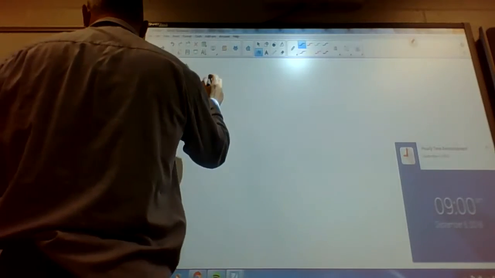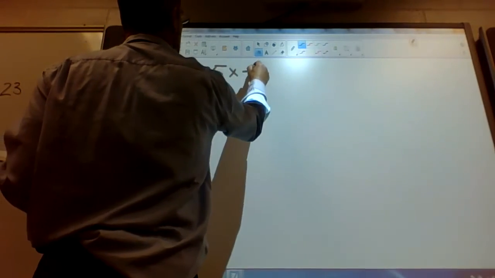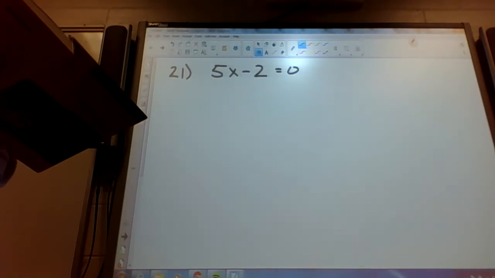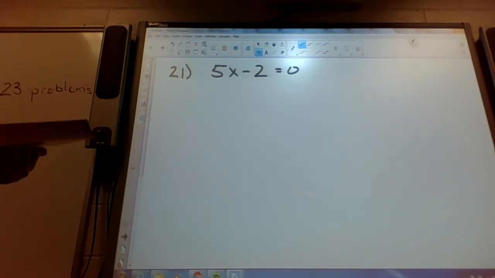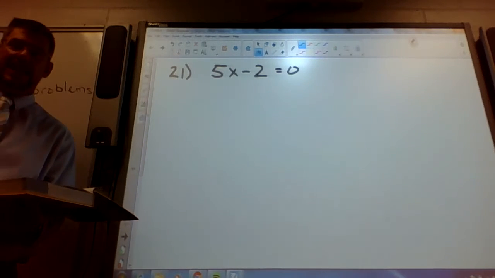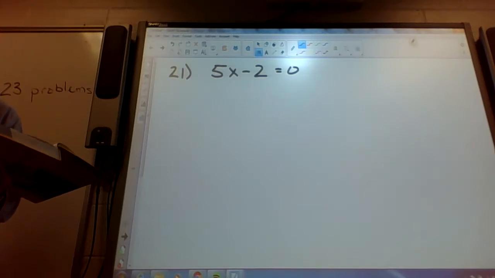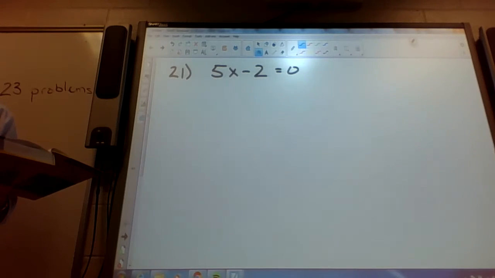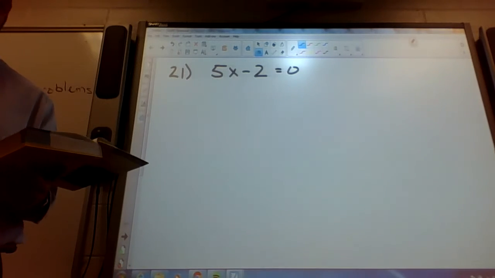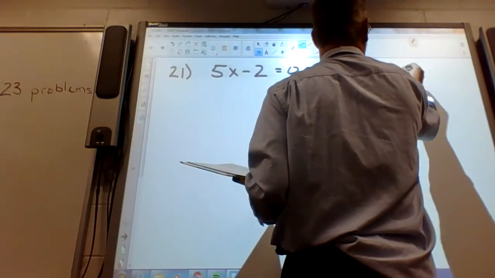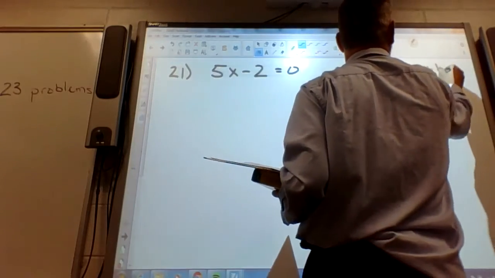The equation is 5x minus 2 equals 0. And it says, A, find the slope and y-intercept if possible. So what form does this equation take? Standard form, right? Or what the book calls general form. Anyhow, it takes standard form and we need to convert it to slope-intercept form, which takes the form of y equals mx plus b.